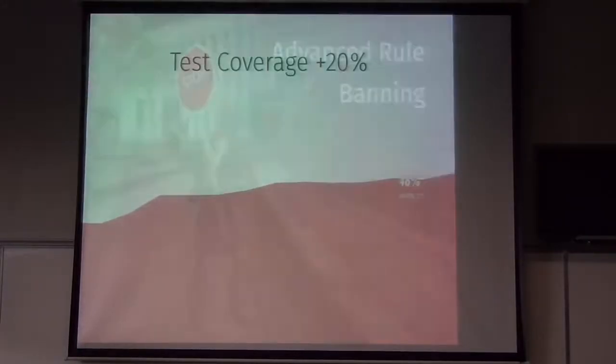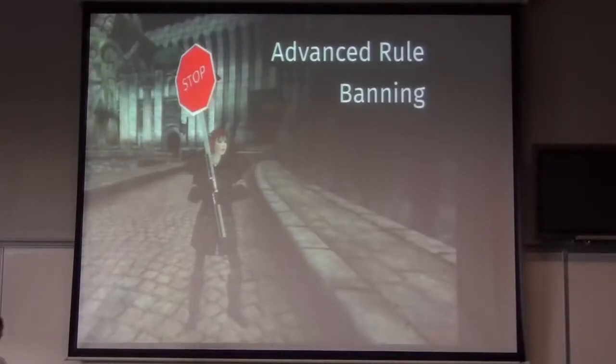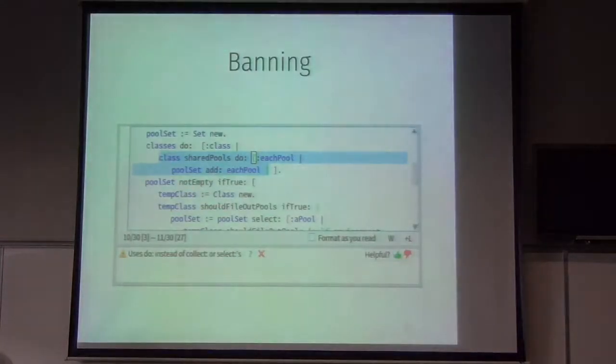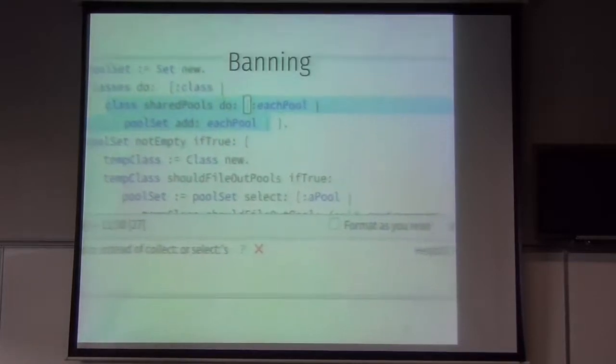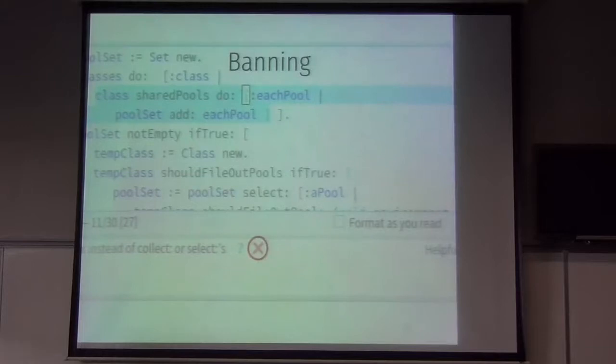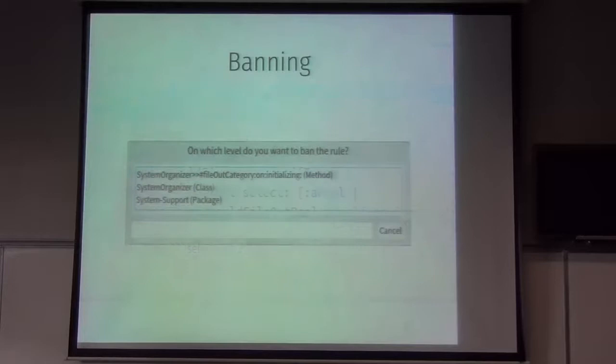Now for real features, we have an advanced banning for rules. From time to time, when you see some warning, you do not agree with it. It may be a false positive or just not the way you think that things should work. And you have this nice little red cross there, and if you click on it, it asks you where you want to ban this rule. You can ban it on the exact method that had the violation, so the exact method will not be reported again. You can ban it for all the methods of the class where this method is, or for a complete package.